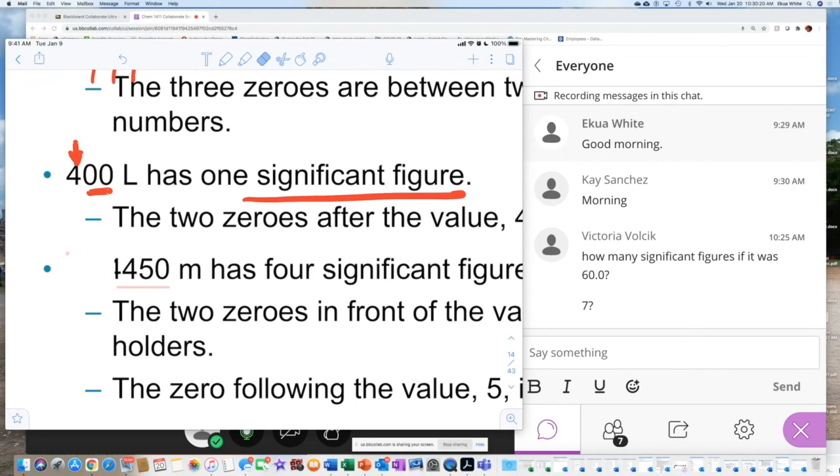You want to not count it in your calculation. Just leave it as is. So this is non-significant, non-significant, significant, significant, significant.